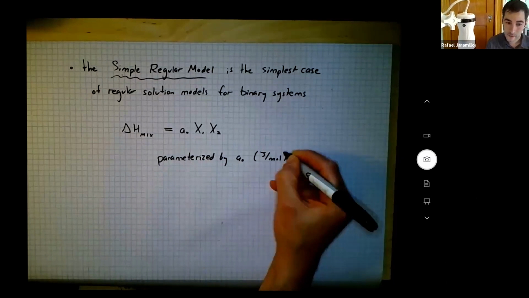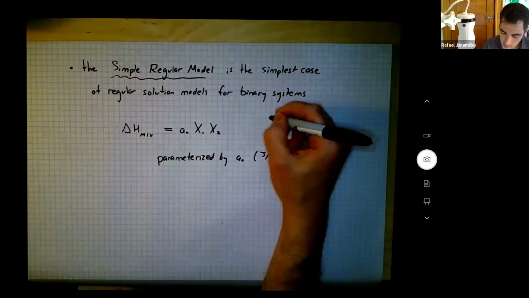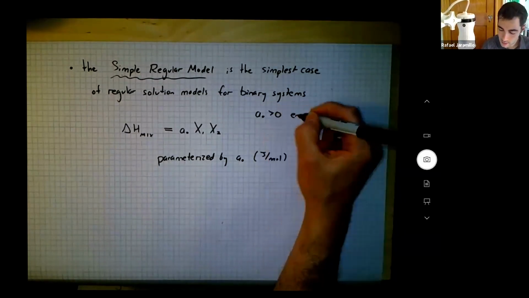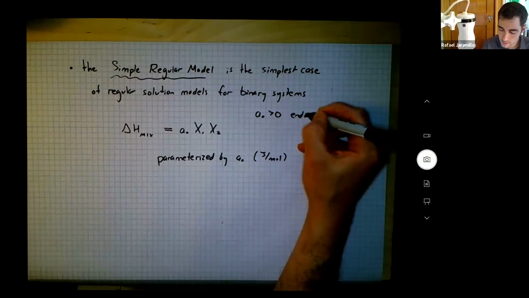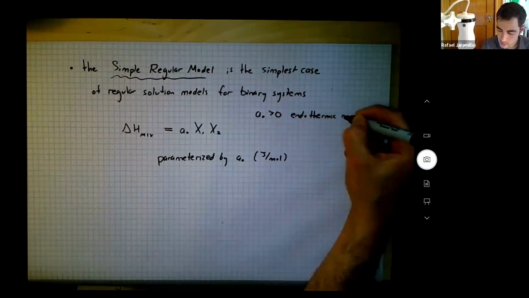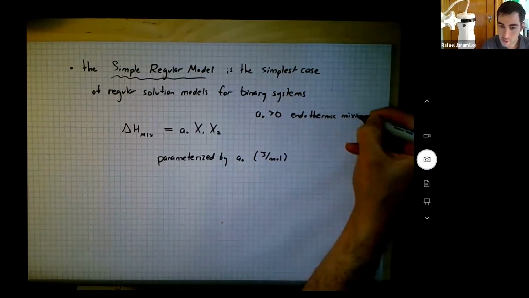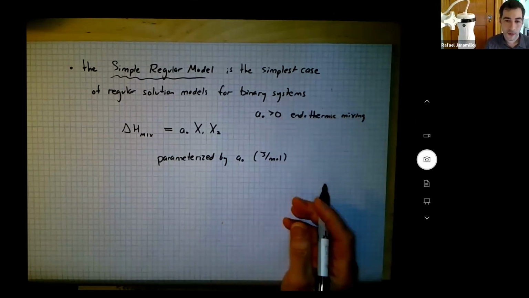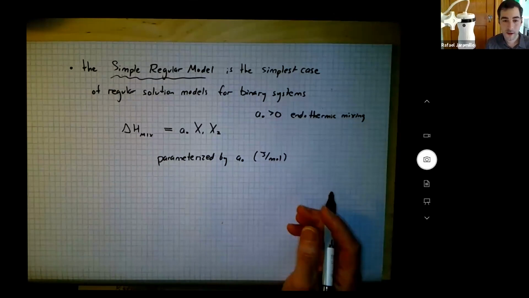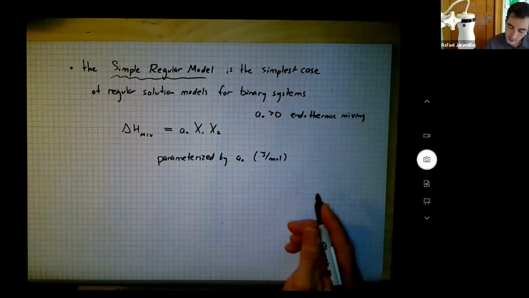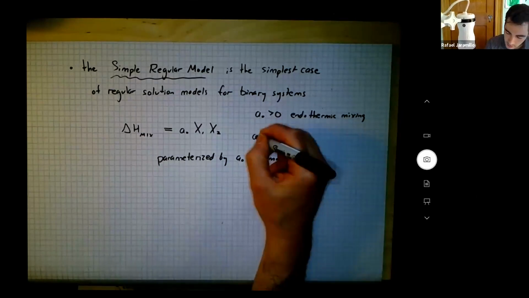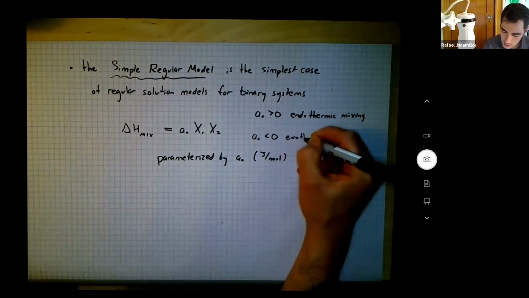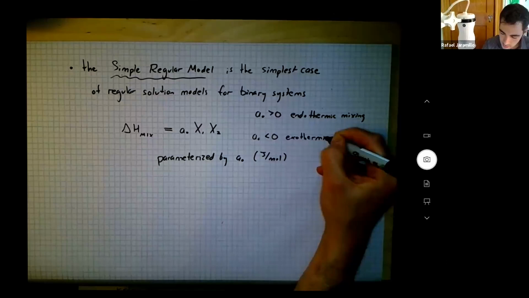If A naught is greater than 0, this is an endothermic mixing, right? Endothermic mixing, we have to put in heat energy. So maybe some bonds are broken, right? The molecules end up in a higher energy state. If A naught is less than 0, this is exothermic mixing.